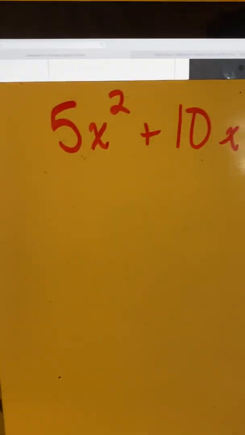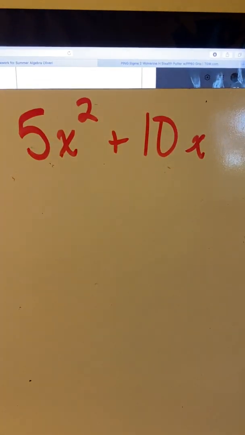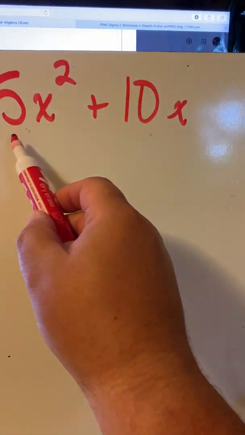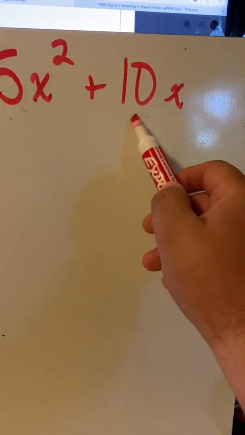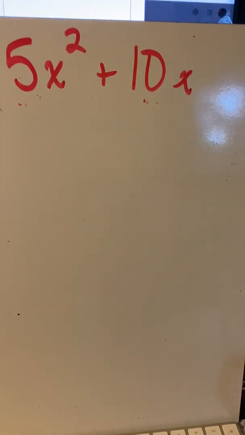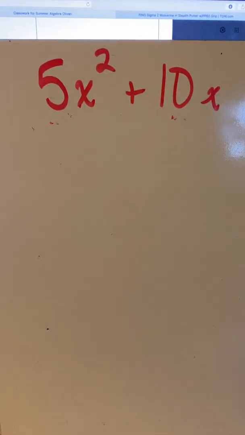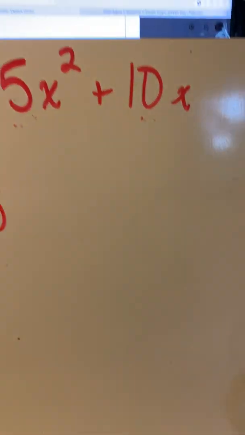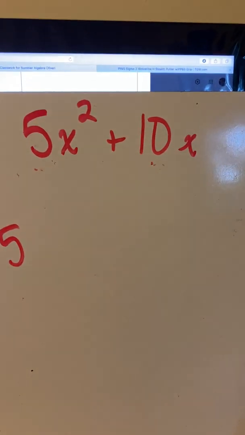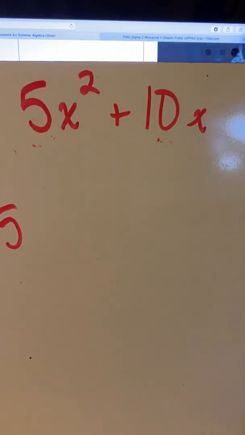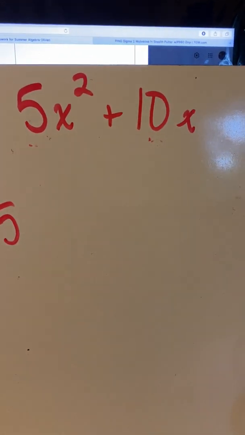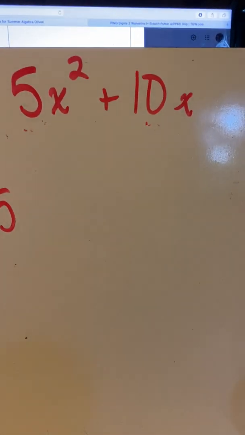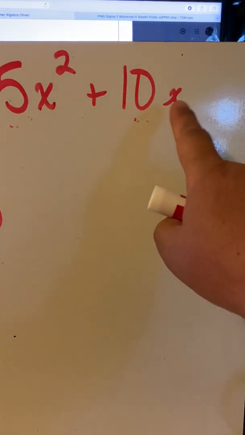Now, first things first, number 5 is the one I'm going to do first. 5x squared plus 10x. You first look at the coefficients. Is there a greatest common factor for the coefficients? Is there something that divides into both of them evenly? Yes, there is, a 5. Now, you also have to look at the variable parts. Is there a common variable, and how many of them are common? This one has 2, this one has 1.